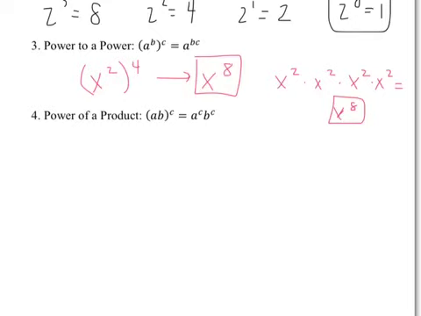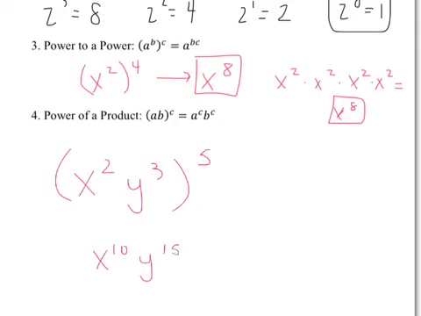Distribute the power to each different term or each different factor. Okay, so how about something like this? What would that become? What's x to the second to the fifth? Well, x to the tenth.